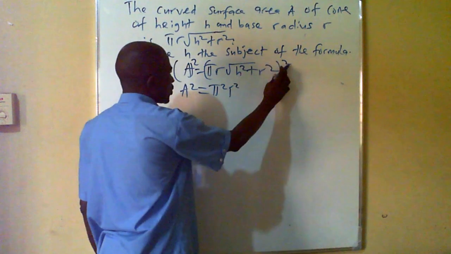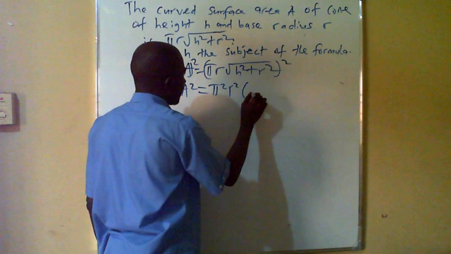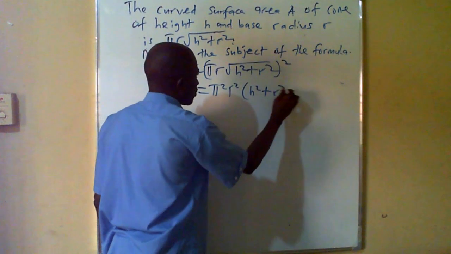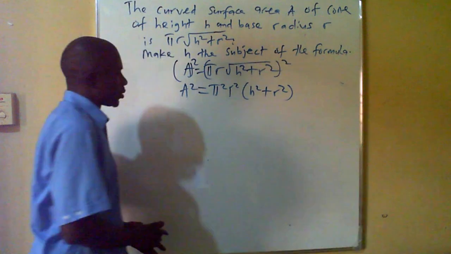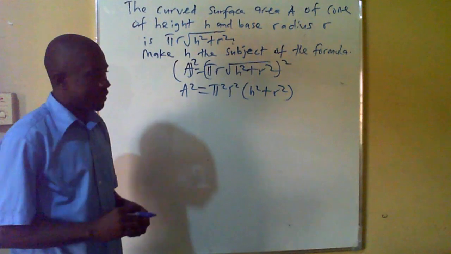Now this square will affect the square root, so you'll be left with h² + r². So that's the first thing: we squared both sides, and we arrive at this.